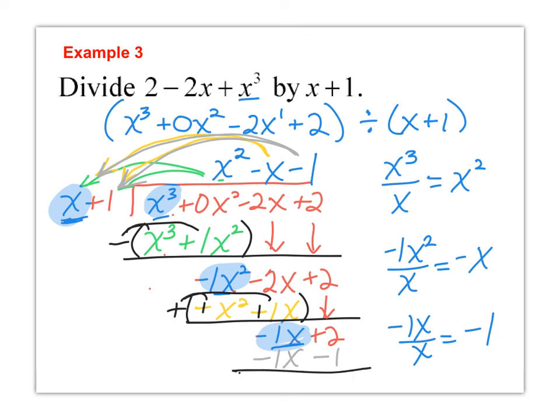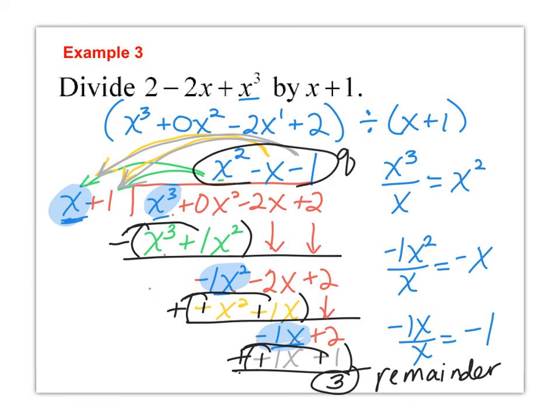And then we're going to subtract the entire quantity, distributing the negative signs, the negative 1x minus a negative 1x, that's a negative 1x plus x, which is 0, and that negative times that negative 1, we get a positive 1, and 2 plus 1 is 3. Now this is what we call our remainder, and this is our quotient.